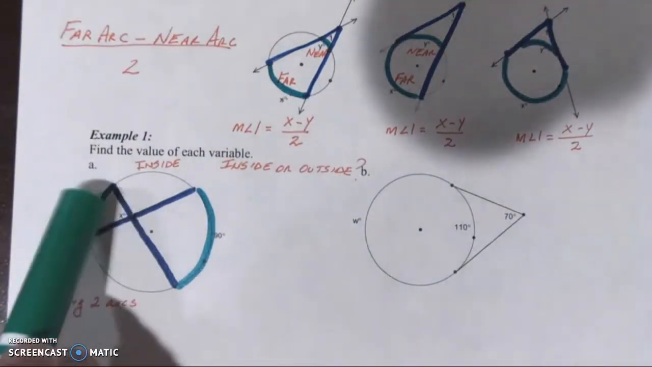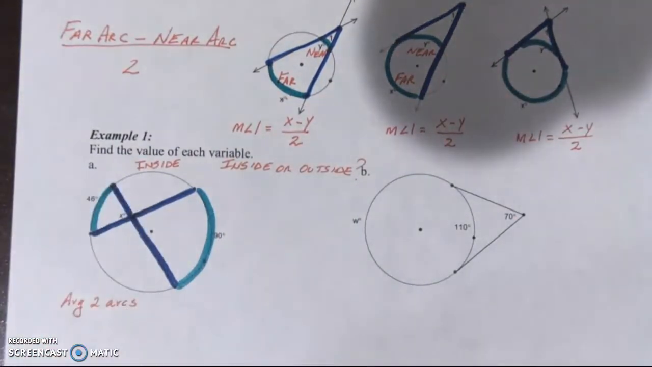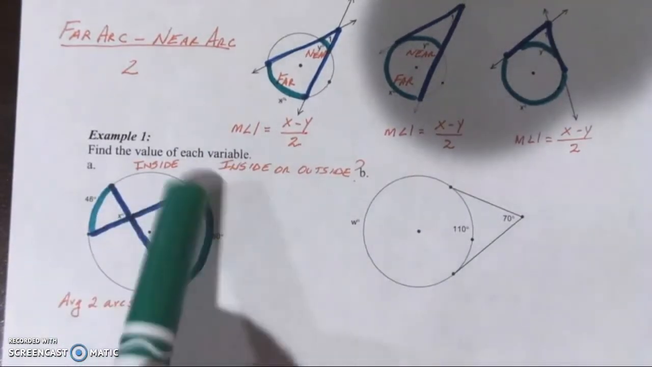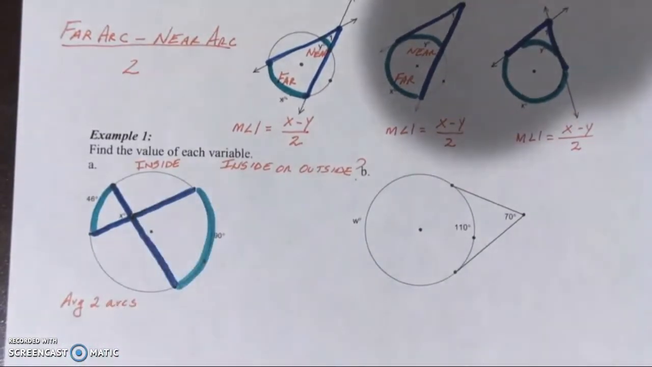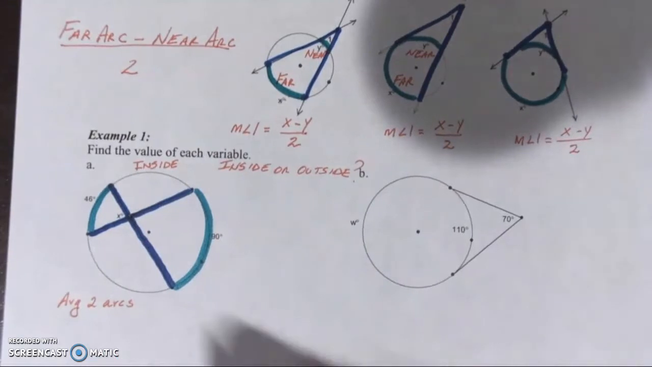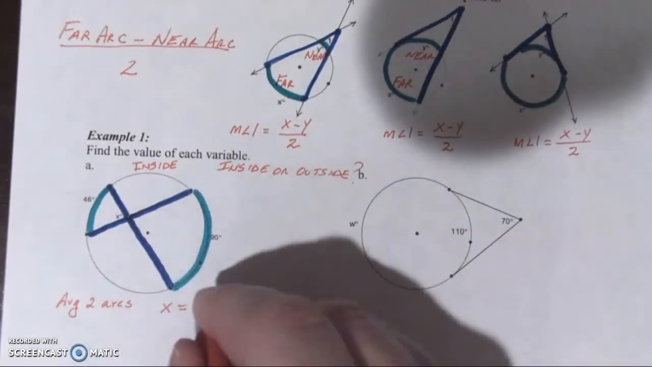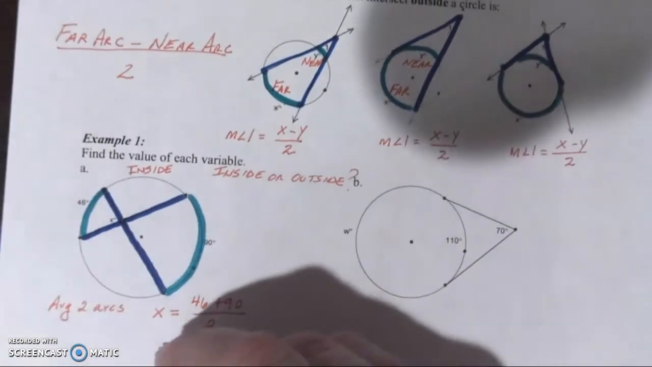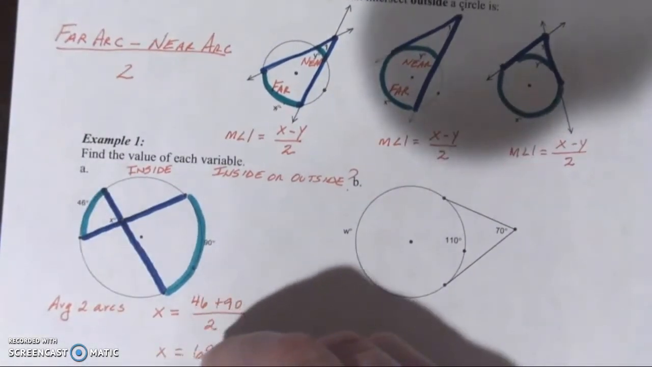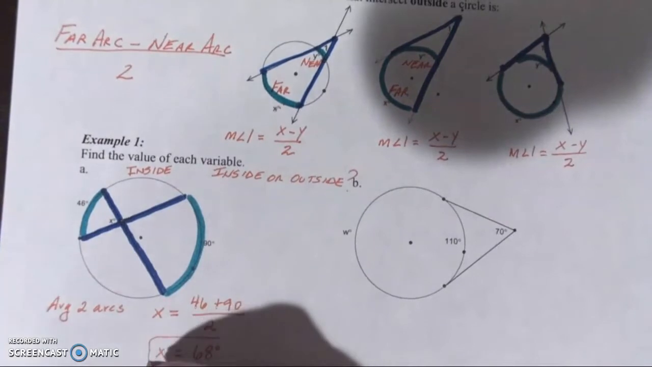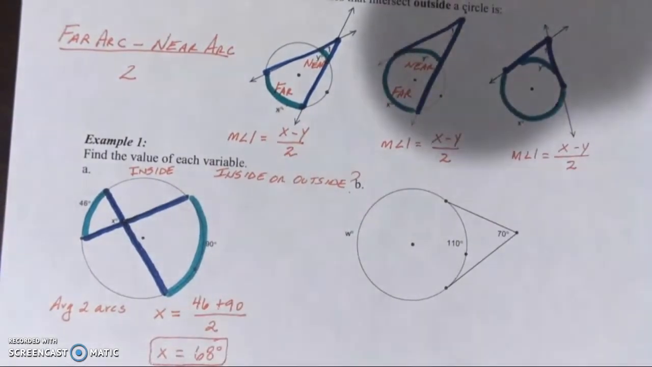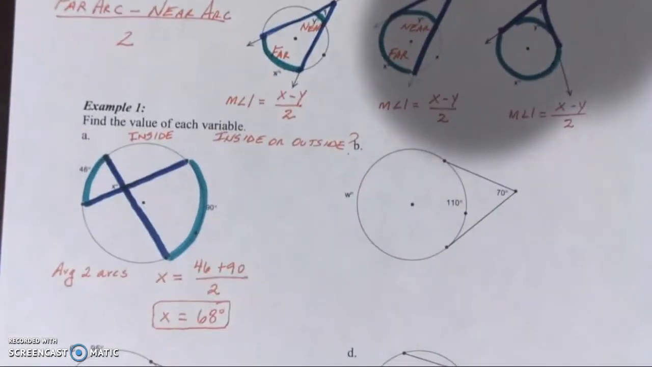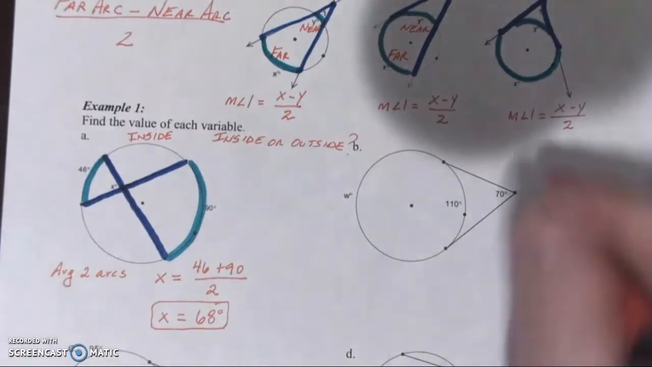The one facing the angle, basically, the 46 degree, and then the one on the opposite side, or facing its vertical angle. Average of the arcs, add them, divide by 2. In this case, x would equal 46 plus 90 divided by 2, which happens to be 68 degrees. Cool. Let's move on to 1b.